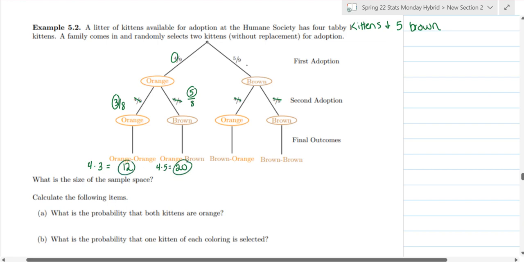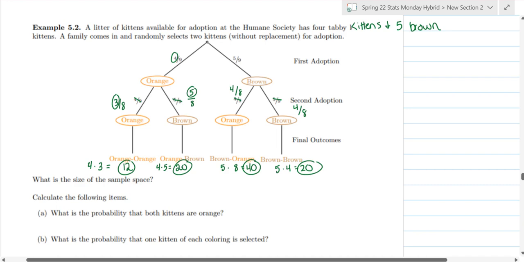Brown, so there's 5 out of 9 brown cats. Okay, let's say we get a brown on the first. Okay, then there's 4 orange cats left. There's only 8 cats total left, though. Okay, so that's going to be 5 times 8, 40. All right, brown and then brown. There's 5 brown cats. Well, I already got a brown cat, so now there's only 4 brown cats left, and there's only 8 cats left total. So 5 times 4, 20 ways to get brown, brown.